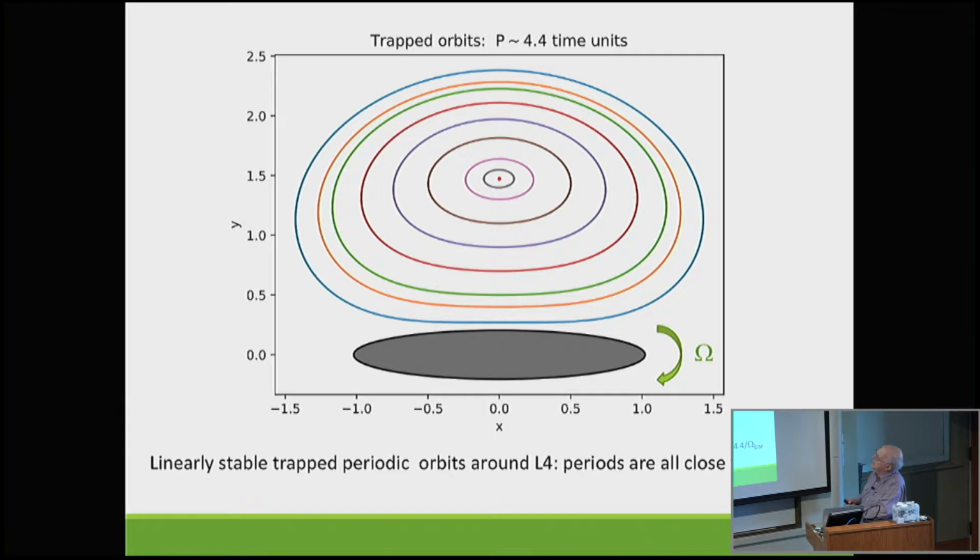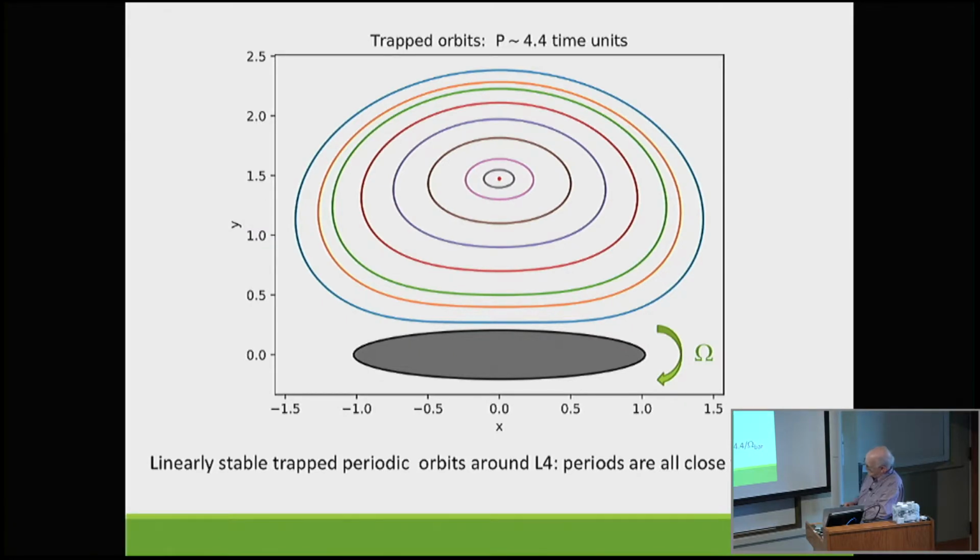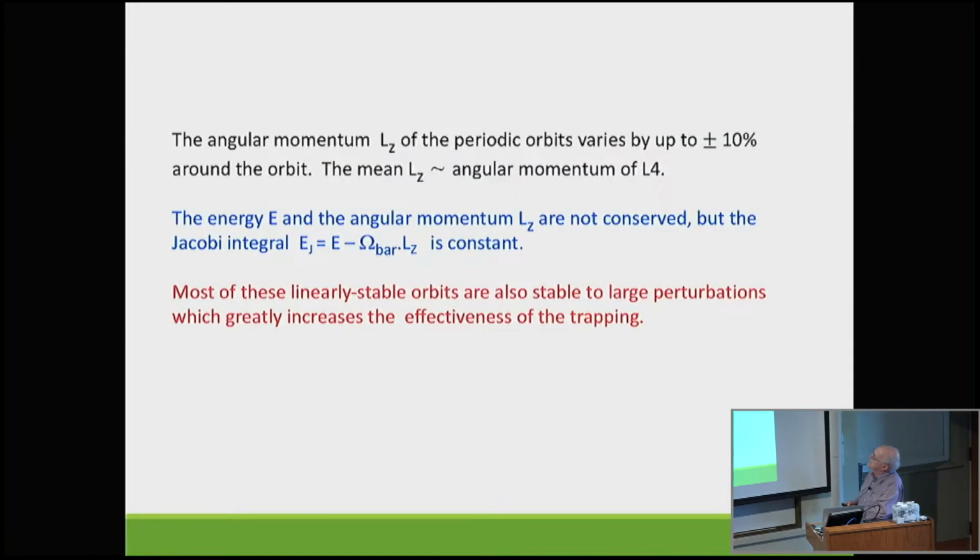And these are really just, they're basically epicycles, if you've met epicycles in your graduate school. So the angular momentum of these orbits that we're looking at, because we're not in an axisymmetric potential, varies by about 10% around the orbit. But the mean angular momentum is pretty much the angular momentum of the neutral point itself, so something just sitting at the neutral point. So those are relatively low angular momentum, and they're the sign that these stars that are trapped around here have about the right angular momentum to be associated with Hercules.